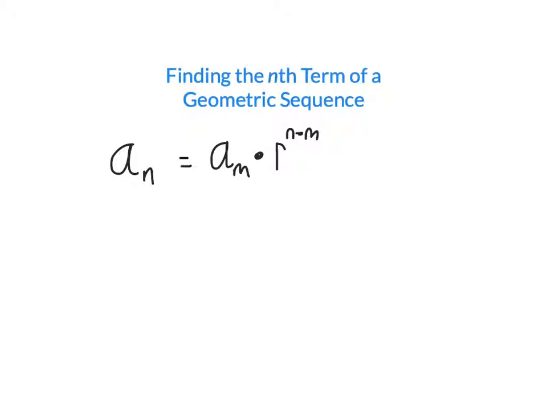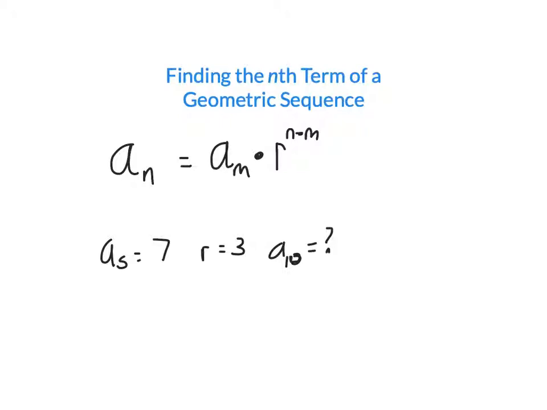Okay. So if, let's say, my fifth term is 7 and my common ratio is 3, and I want to know the 10th term. So a sub 10 is the one that I want to know.